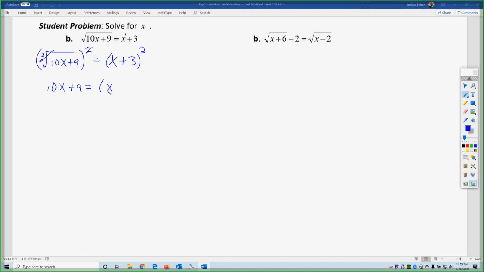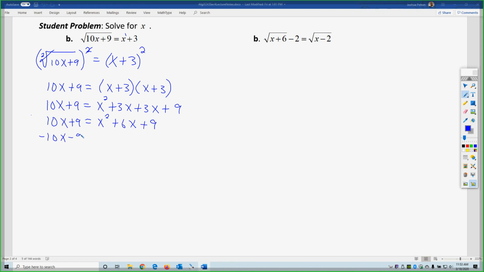And on the right side, we're left with x plus 3 times x plus 3, because exponents mean multiply by yourself. It's squared, so it's multiplied by itself once. So 10x plus 9 equals x squared plus 3x plus 3x plus 9. So 10x plus 9 equals x squared plus 6x plus 9. So we'll move all to one side. So 0 equals 1x squared minus 4x plus 0.